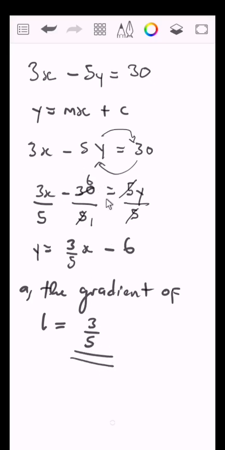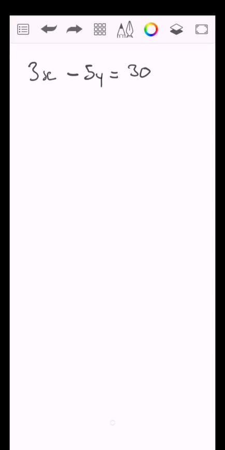Taking note, the gradient is the coefficient of x. Kureva number iri multiply x, mx zvinoreva, remember kuti m times x. Saka gradient redu changotora number iri multiply x, which in this case is 3 over 5. Part B iri kuti the equation of a line, find the equation of a line parallel to the line L passing through the point minus 5, 3 in the form y is equal to mx plus c.